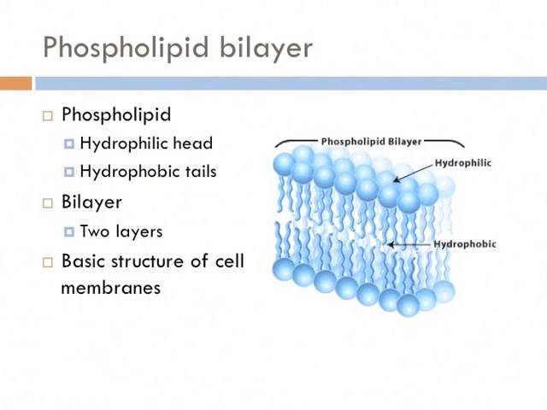Remember, phospholipids have hydrophilic heads and hydrophobic tails. So when they're in water, the hydrophilic heads turn toward the water and the hydrophobic tails turn away from it. This causes a bilayer, 2 layers with water on both sides. This is the basic structure of the cell membrane.